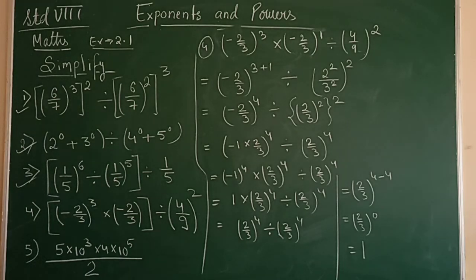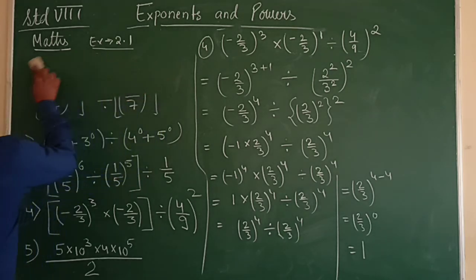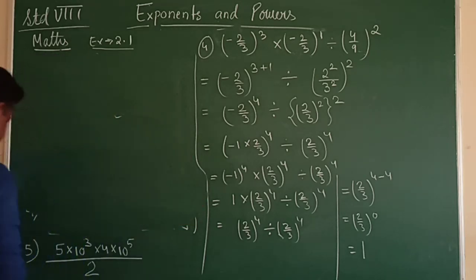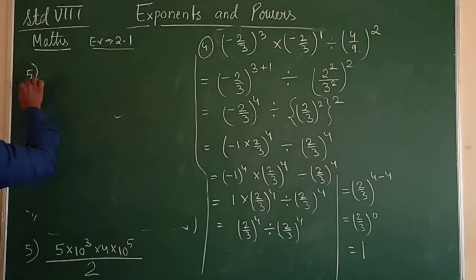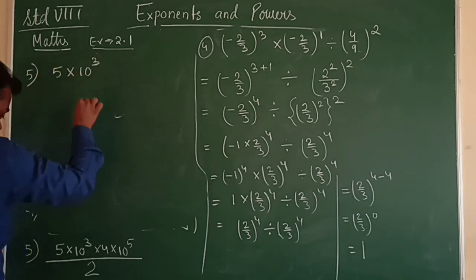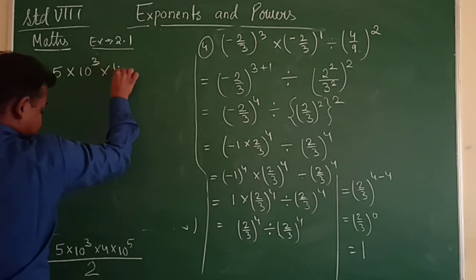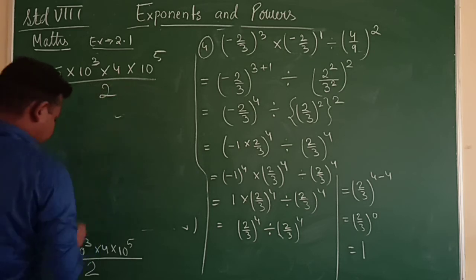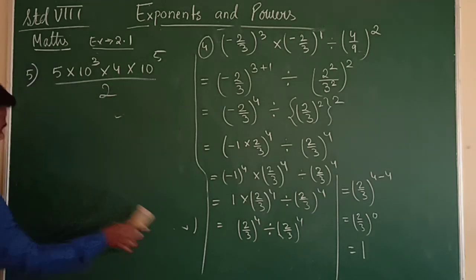Okay. Now our last question. This is our last question. So I think I can do it here only. I am doing my last question this side. Okay. Let me write the question first. Question number 5 is 5 multiplied by 10 to the power 3 multiplied by 4 multiplied by 10 to the power 5, whole divided by 2. Okay, this is the question. Now let us solve it.